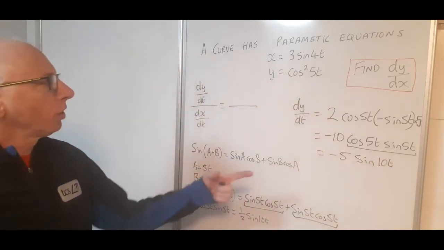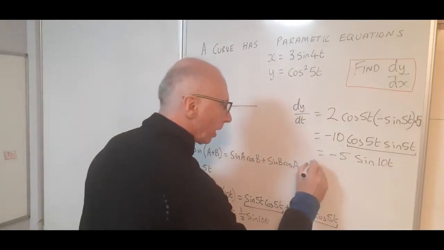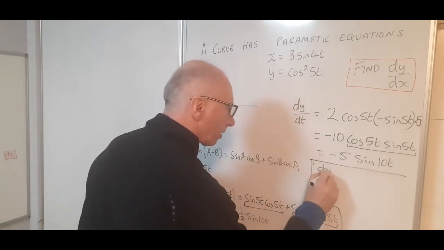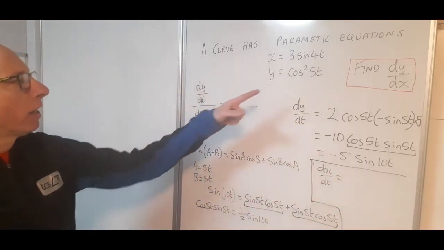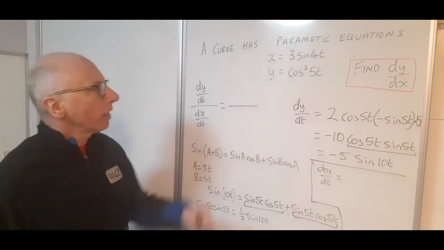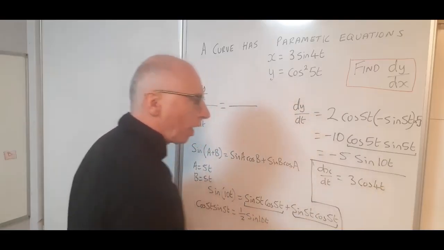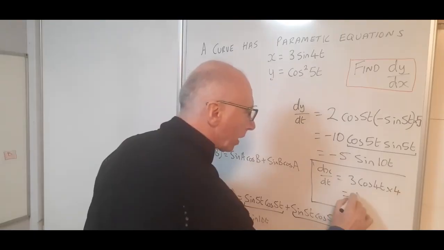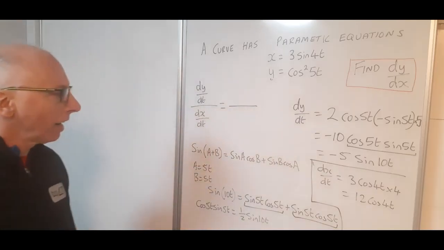That was quite a lot to do for that one. But now for dx/dt, let's keep that separate. dx/dt is a little bit more straightforward. It's just sine, and the derivative of sine is cosine. So I've got 3 cosine 4t, and by the chain rule multiplied by 4. That gives me 12 cosine 4t. So that takes care of that.